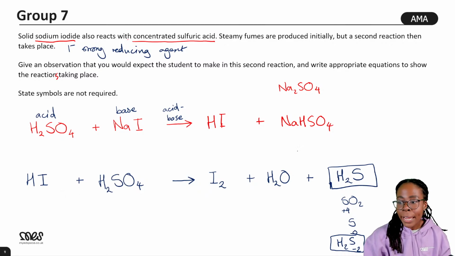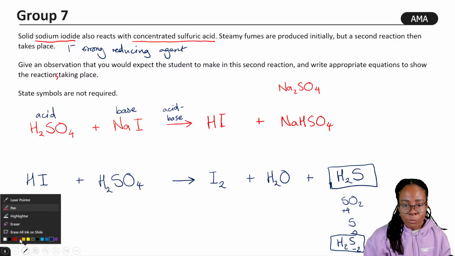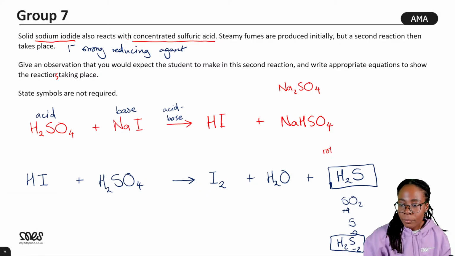H2S, yes, smells like rotten eggs. I've got a reel on it coming out soon about why we don't like sulfur compounds.